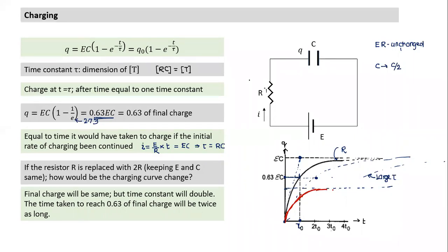Sir, what was the actual expression for tau, sir, which we got? RC. Yes. So, this is the final charge. Final charge will be EC by 2. If I take 0.63 of EC by 2, how much time will it take? Will it take the same time tau naught, or less time, or more time?